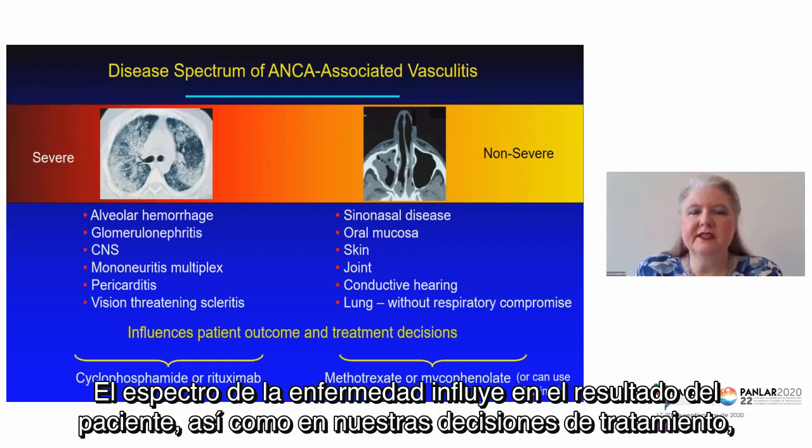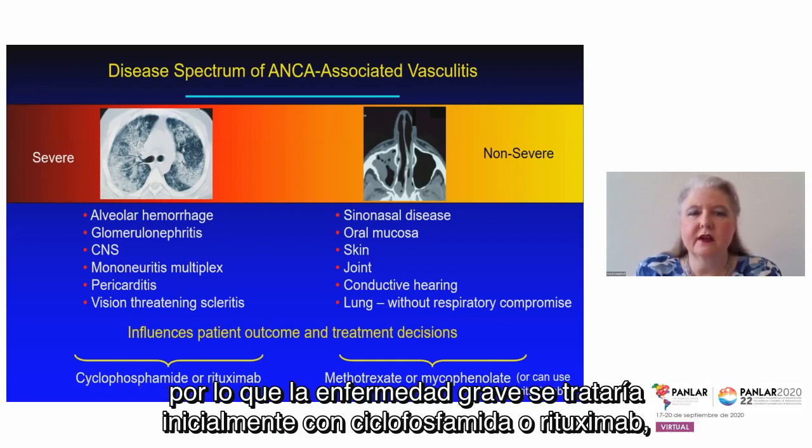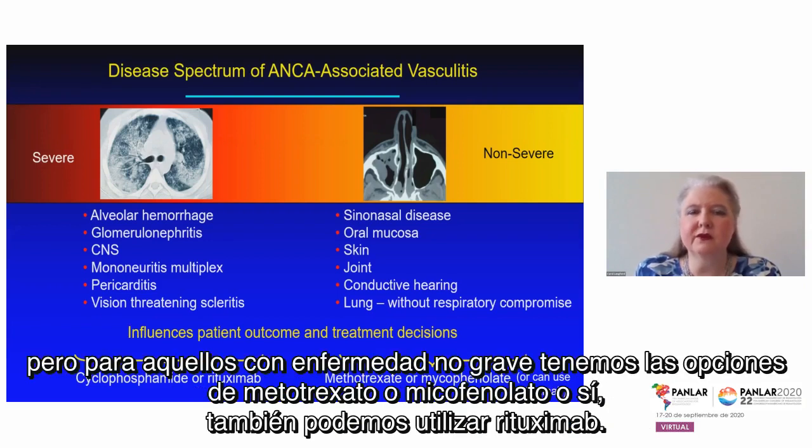The spectrum of disease influences patient outcome as well as our treatment decisions, whereby severe disease would be treated initially with cyclophosphamide or rituximab. But for those with non-severe disease, we have the options of methotrexate or mycophenolate, or yes, we can also use rituximab.